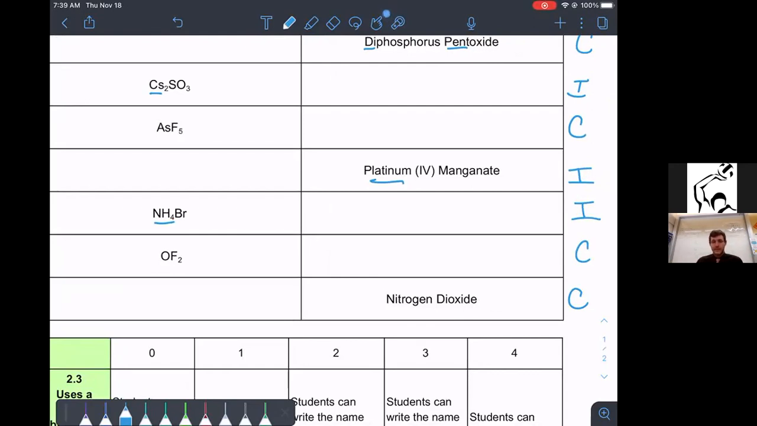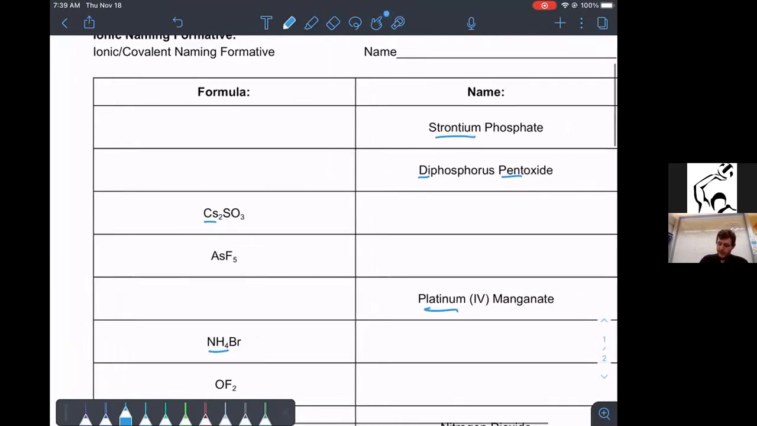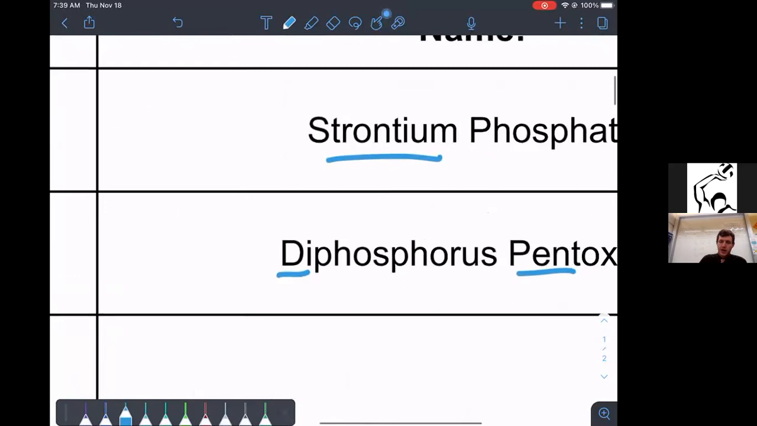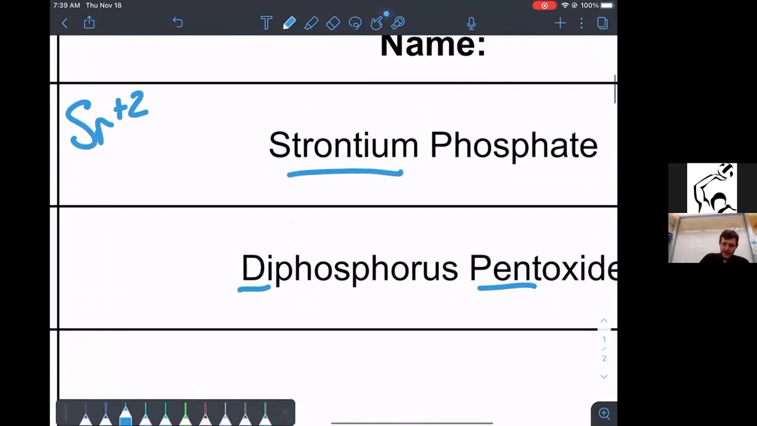So we have all these. The first one is ionic. So we need to look at the charges. So we have strontium, which is Sr with a +2 charge. And we have phosphate, which is PO4 with a -3 charge.